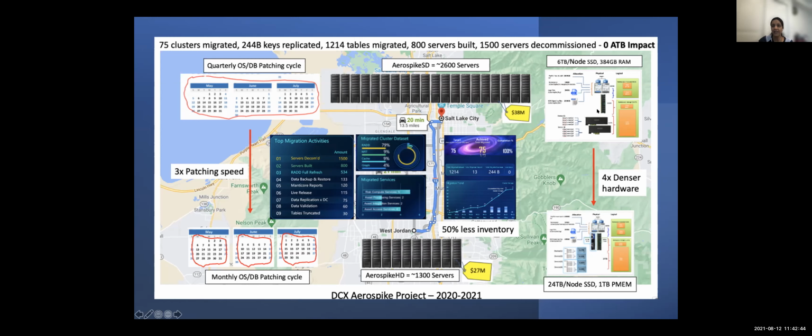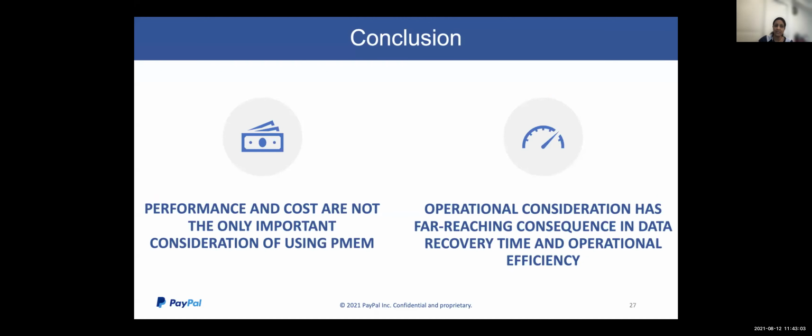And the third is the higher density. Earlier, we used to store 6 terabytes of data per node. Now we are able to store 24 terabytes of data per node. That has given us denser hardware. So we would like to conclude with 2 statements: performance and cost are not the only important considerations for using PMEM. Operational considerations have far-reaching consequences in data recovery time and operational efficiencies. Thank you. Now we are open for any questions.